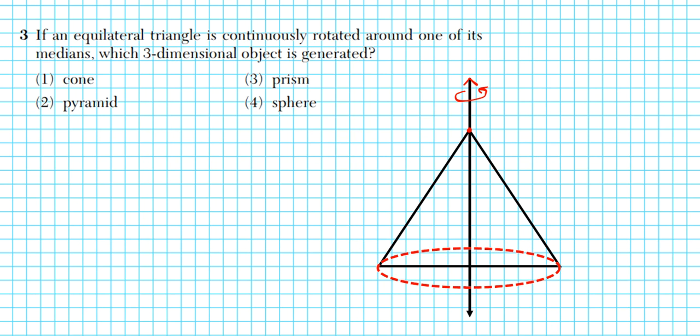All right. So this dotted line that I just generated with the computer shows the path that the vertices at the base of the equilateral triangle will create. So if you take a look at this resultant shape, what on earth is this? This is a cone. So that's the result of rotating an equilateral triangle about one of its medians.